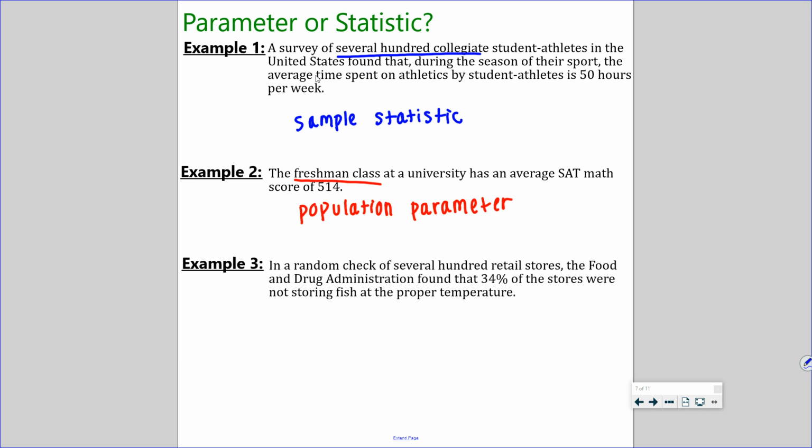All right, last one. In a random check of several hundred retail stores, the Food and Drug Administration found that 34% of the stores were not storing fish at the proper temperature.